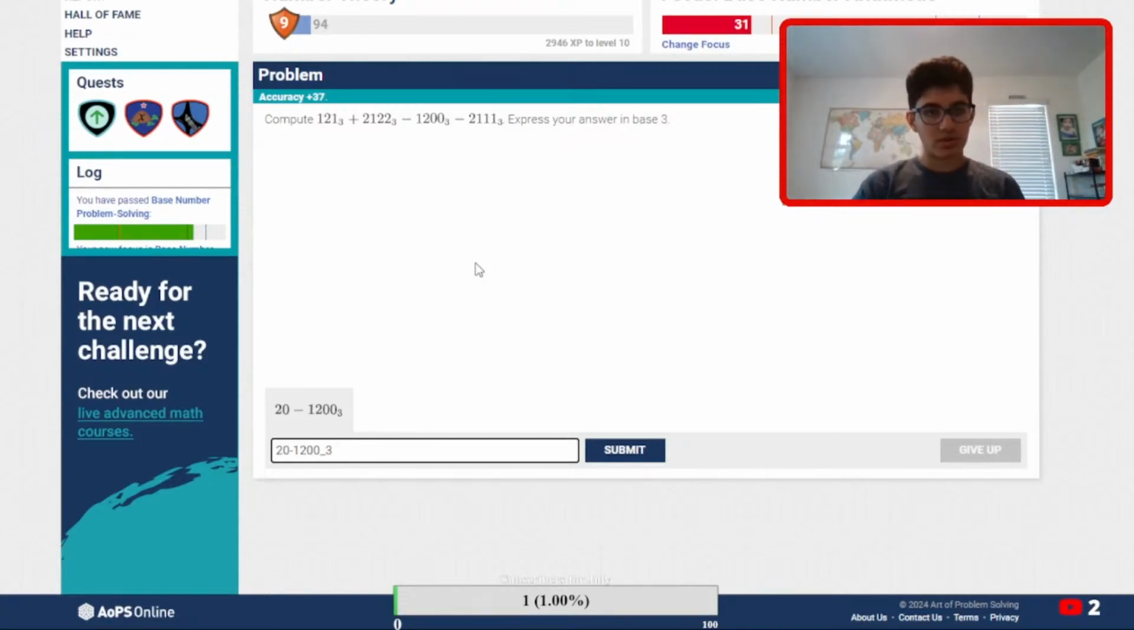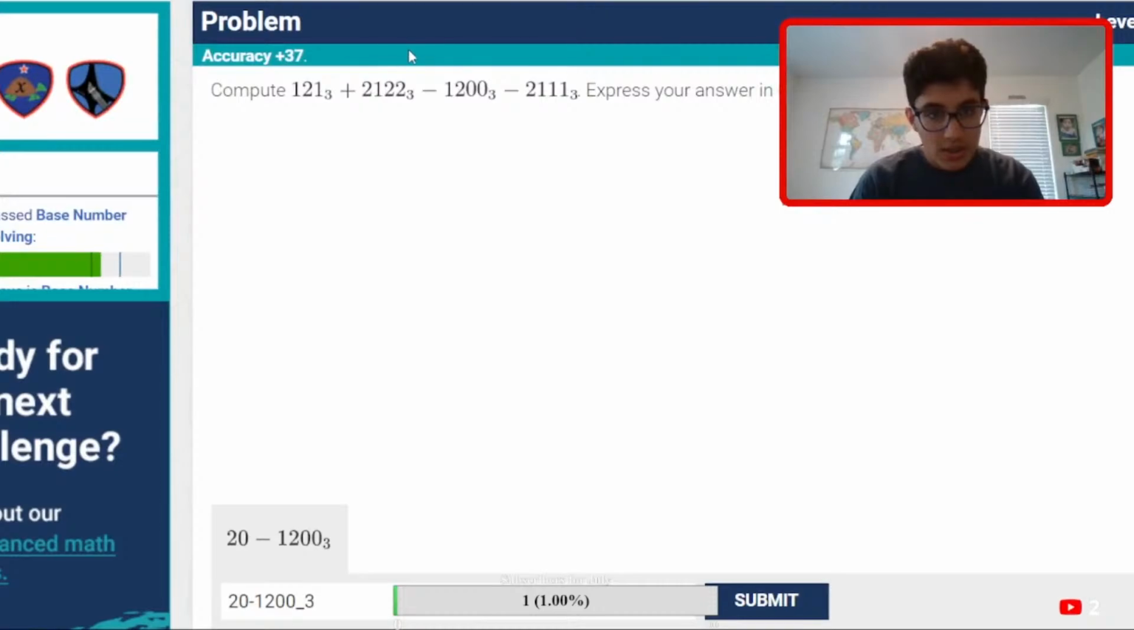Wait, this seems a bit off actually. It's going to be a negative number, which seems wrong to me. It's all in base 3, so we're not messing that up at least. How could we change it? 2122 base 3 minus 2111 base 3. You can just make that 11 base 3, and that is 4.